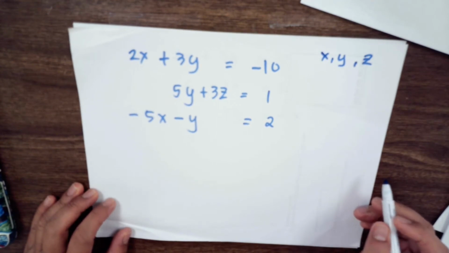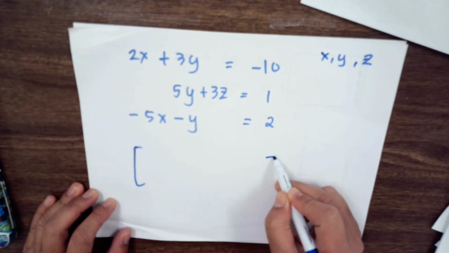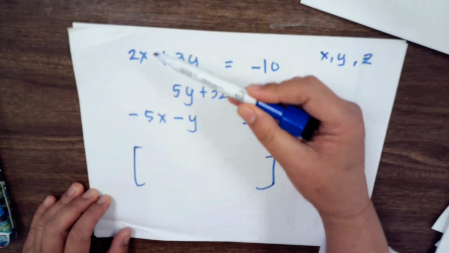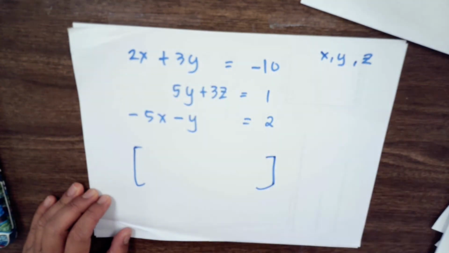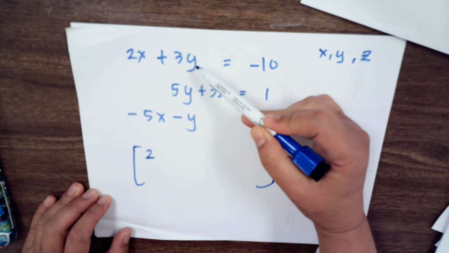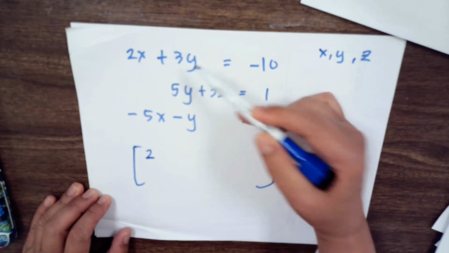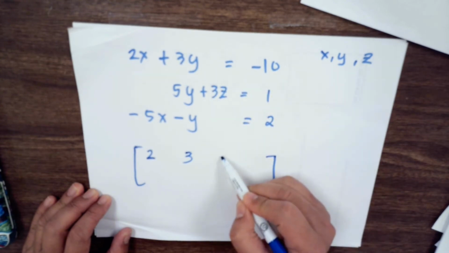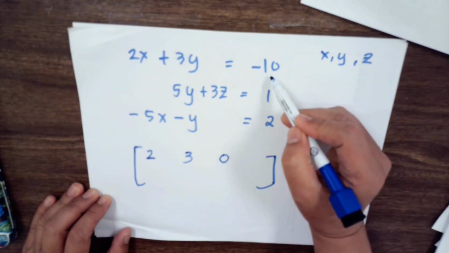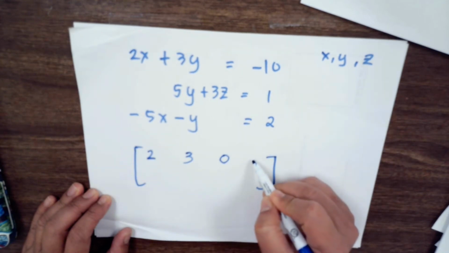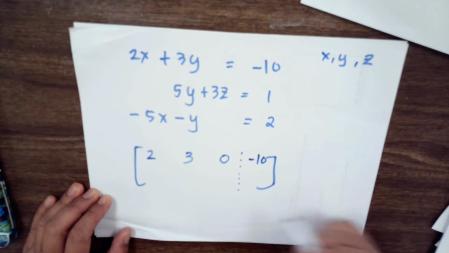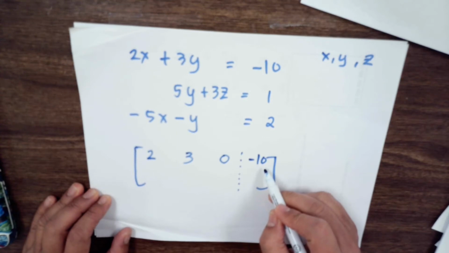So what we will do here is take out the numerical coefficients of x, y, and z. In the first equation, you would see that the numerical coefficient for x is 2, and the numerical coefficient for y is 3. And you don't have a z term, so you will have to put 0. And it's equal to the constant value, -10. Usually we put a dashed line like this to indicate that the equation is equal to this number.